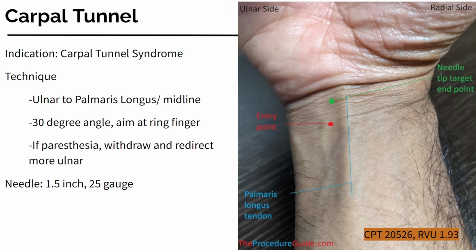Use a 1.5-inch 25-gauge needle. And again, not a ton of volume here, 1 or 2 cc's of anesthetic and 40 milligrams of Kenalog.